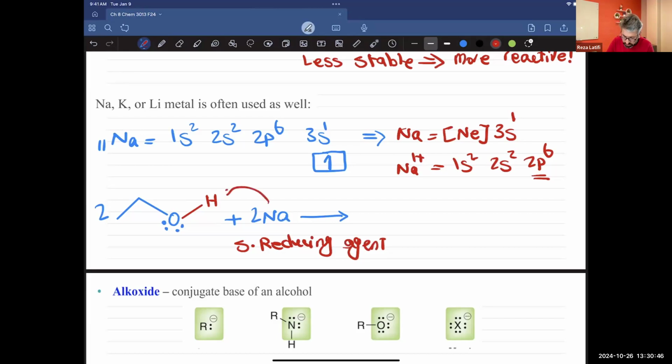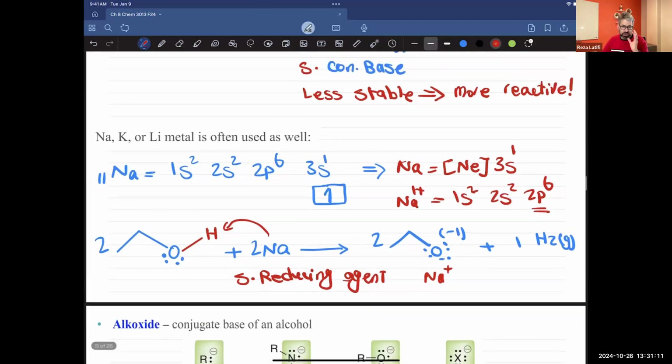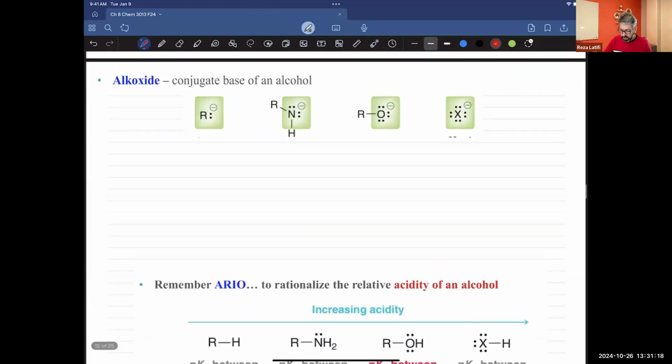They want to give up their electron. So they will give an electron to hydrogen, and they will turn it to, 2 moles, let's say this compound will have a negative charge, and then we get 1 mole of hydrogen gas. And of course, we're going to have sodium with a plus charge. We will have 2 sodiums, and those 2 sodiums will cancel the 2 negative charges that we have. Again, alkoxides are not stable, because they are not stable, they will be very reactive.